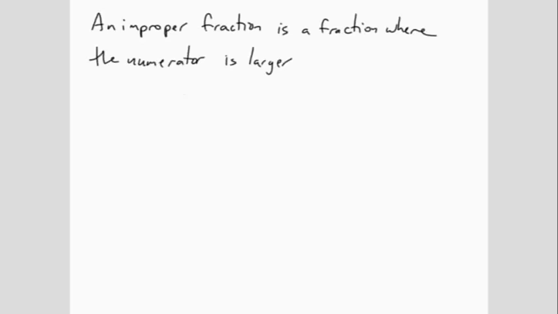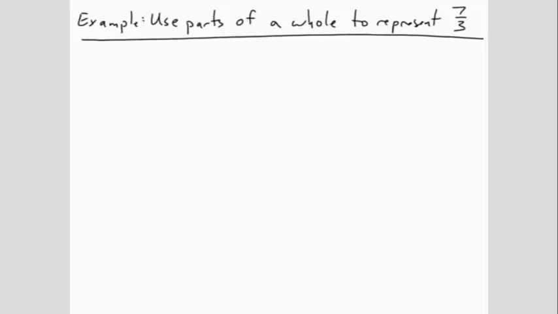An improper fraction is a fraction where the numerator is larger than the denominator. This means that we have more wedges than we need to make a complete grouping. In order to work with this, we will make complete groupings out of those wedges and look at what's left. Example: use parts of a whole to represent 7/3. This says we have 7 wedges, and we require 3 wedges to make a complete grouping.